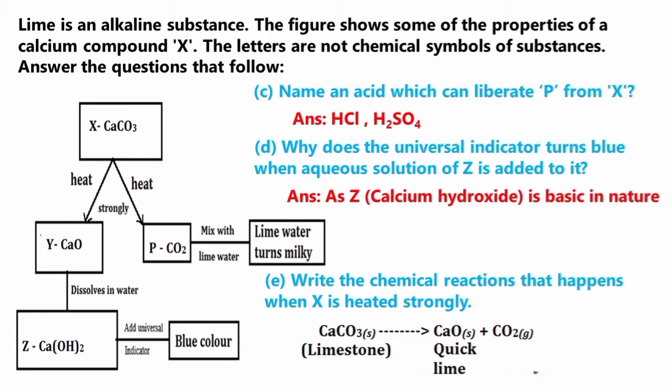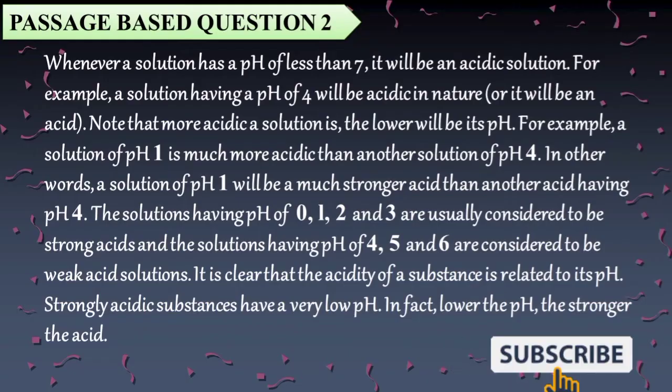So I am hoping that you have understood the first case study question. Let's move on to a passage based question. So this passage is about pH of solution. Whenever a solution has pH of less than 7, it will be an acidic solution. For example, a solution of pH 4 will be acidic in nature.